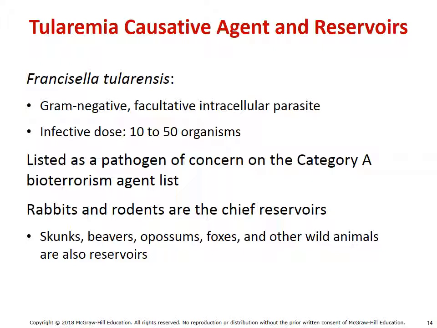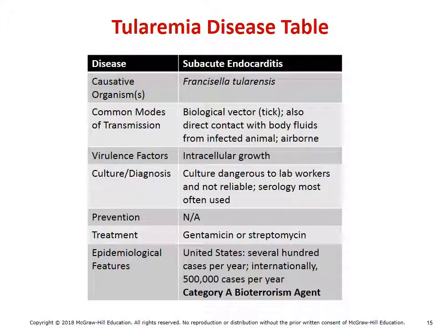But overall, we haven't seen any active uses as a bioweapon. And the reservoir for this tends to be small rodents and mammals. So the idea, things like skunks, beavers, possums, foxes, and rabbits and rodents are our big concern. Here's that summary sheet for tularemia.